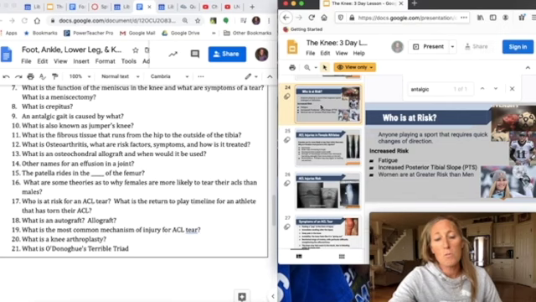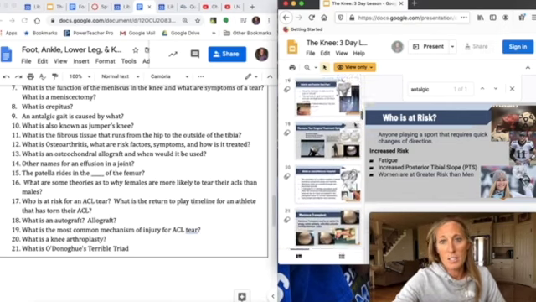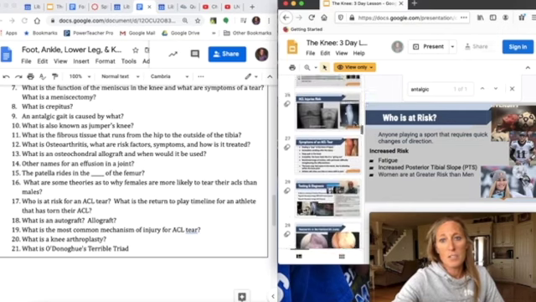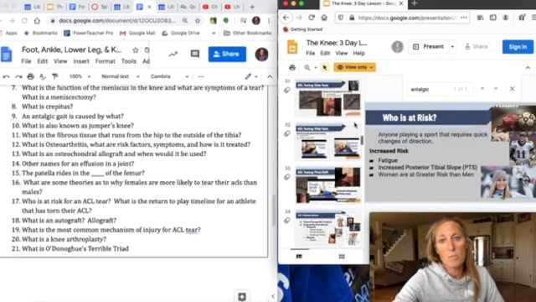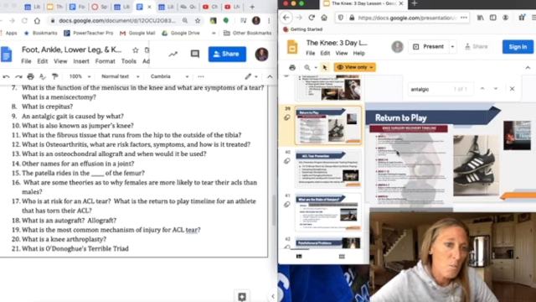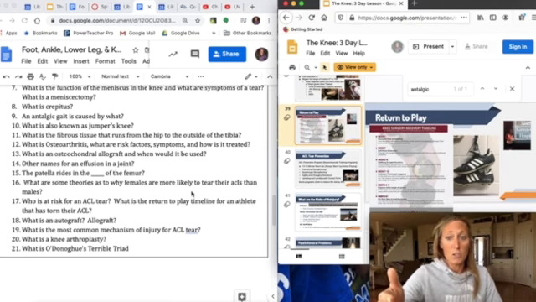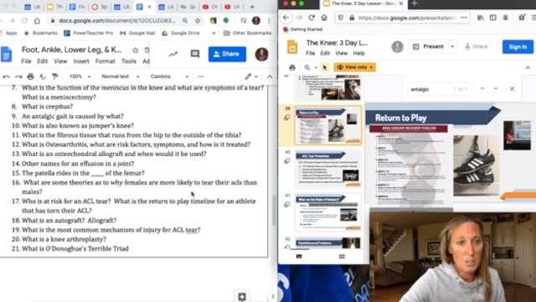The next question is, what is the return to play time line for an athlete who has torn their ACL? The return to play for an ACL injury is 9 to 12 months. It's right here, pretty small, so you can't really see it. But 9 to 12 months is a return to play for an athlete with a torn ACL after surgery. And that 9 to 12 months starts when the surgery happens, not when the injury happens.